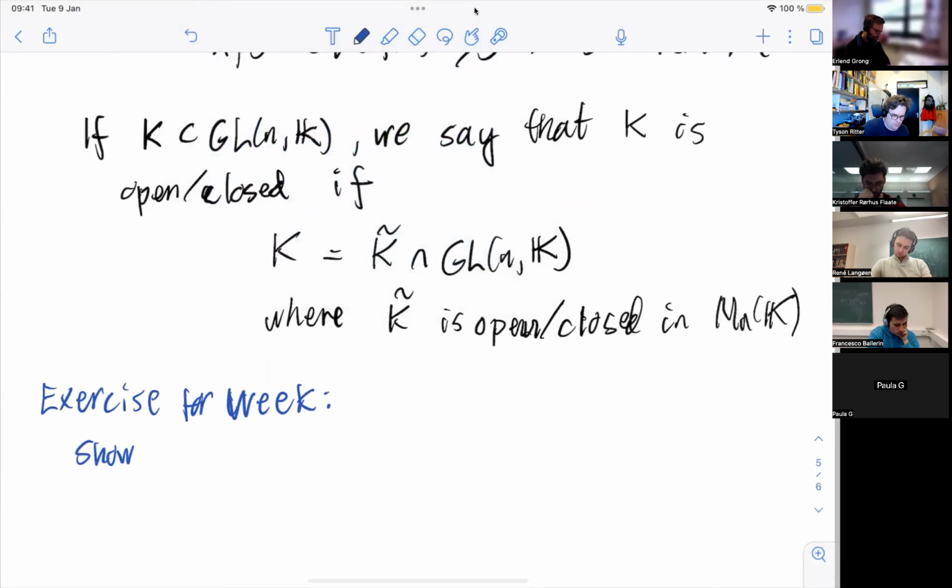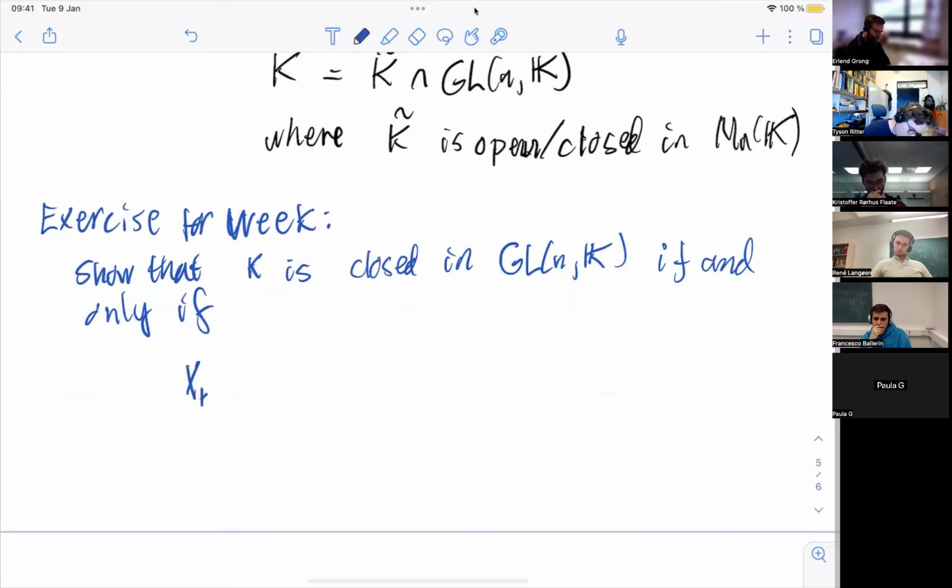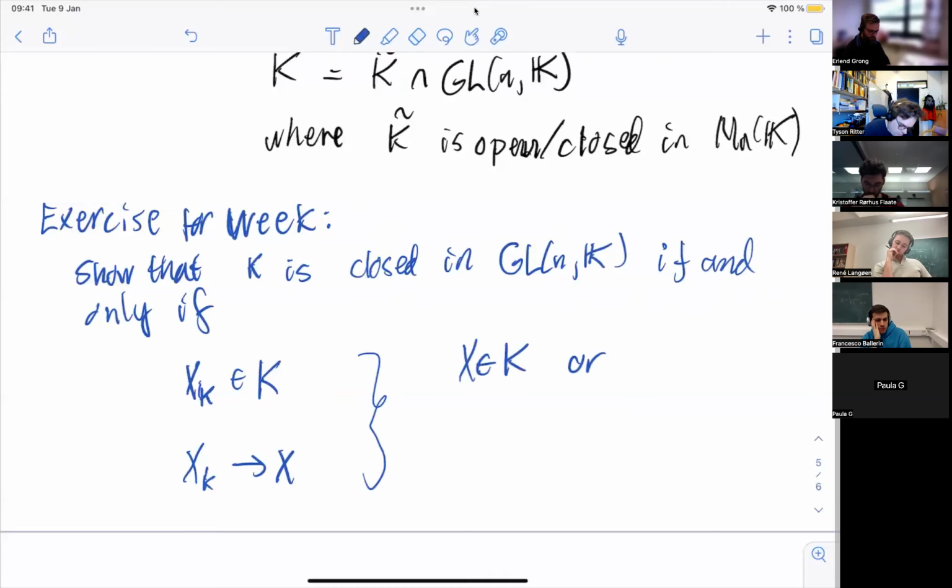You can show that K is closed in GL_n(K) if and only if you have a sequence of matrices in K, and this is then a small k, that sequence converges to X, then X is in K, or X is not invertible.